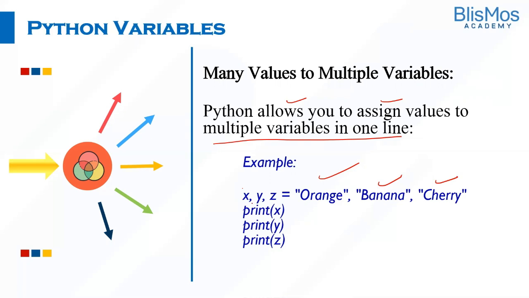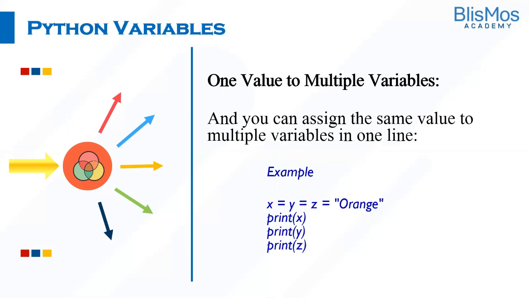You need not go and have x is equal to orange, y is equal to banana, z is equal to cherry. We need not do that. If you say x, y, z is equal to orange, banana, and cherry, all of them get assigned in a sequential order to these variables. Isn't it wonderful?